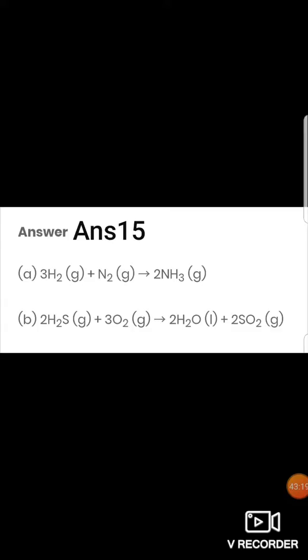First you have to write the symbols. The symbol of hydrogen is H2. The symbol of nitrogen is N2. After combining, it will give NH3.